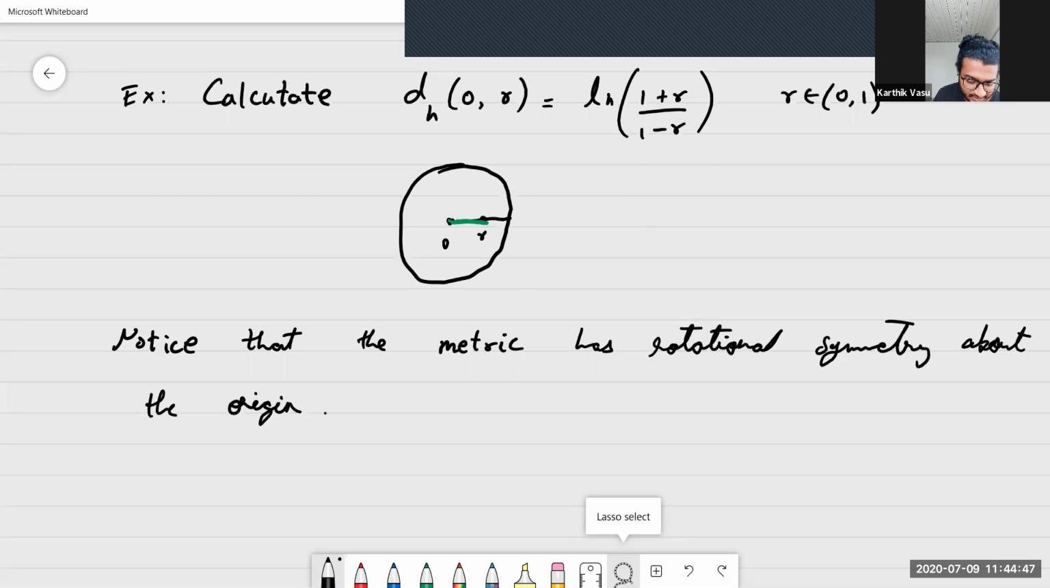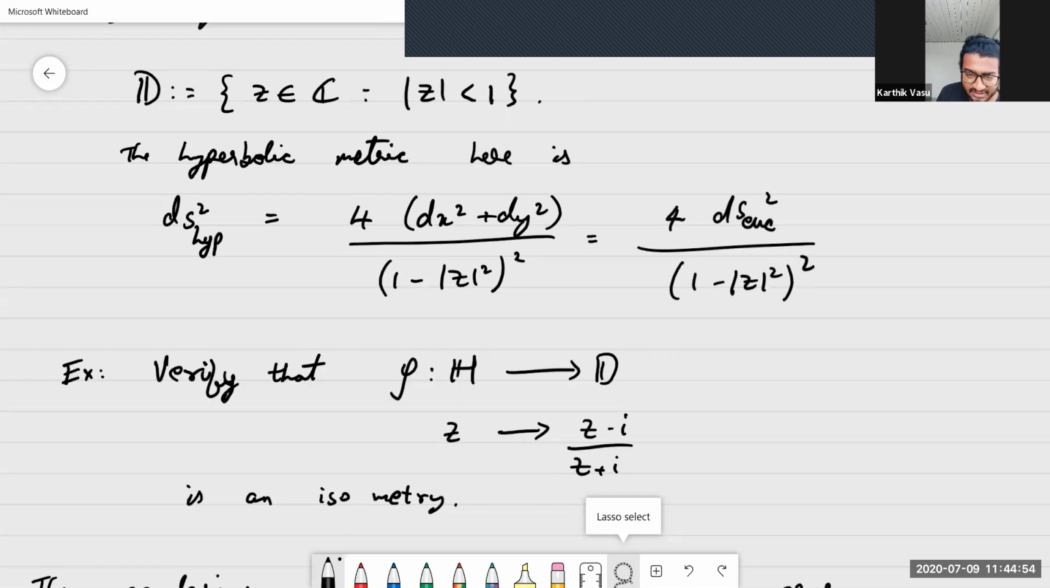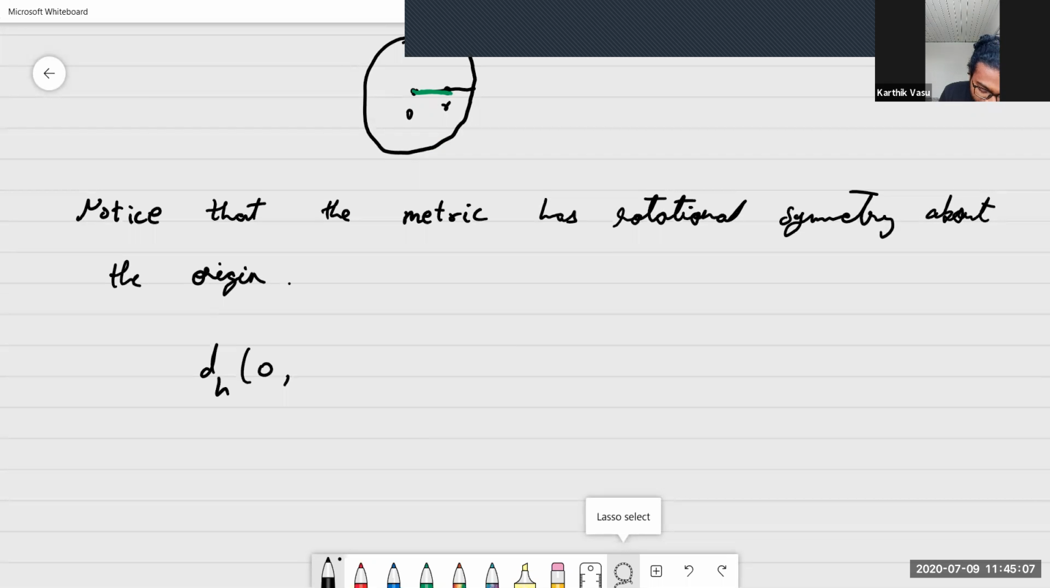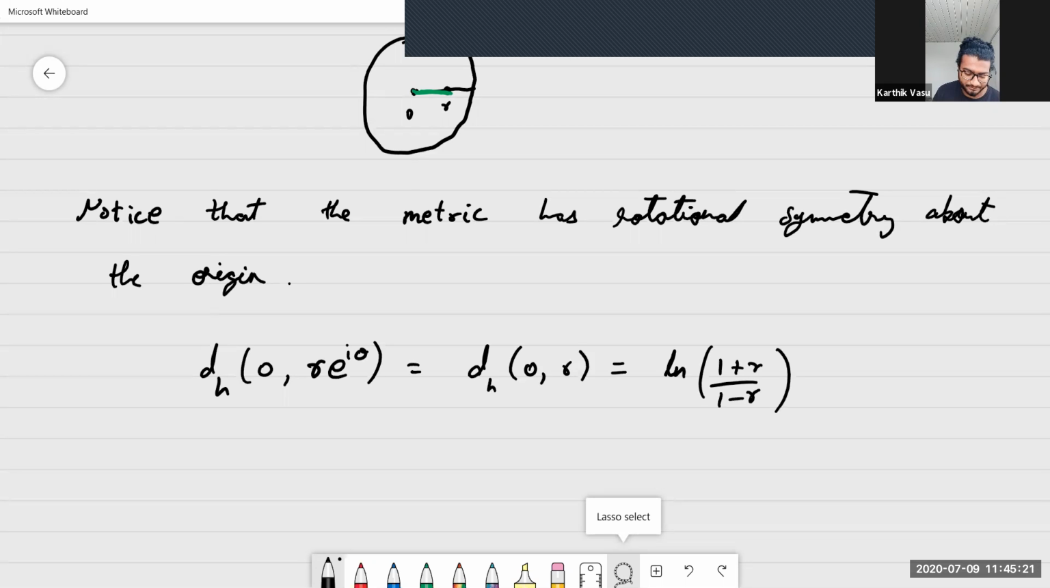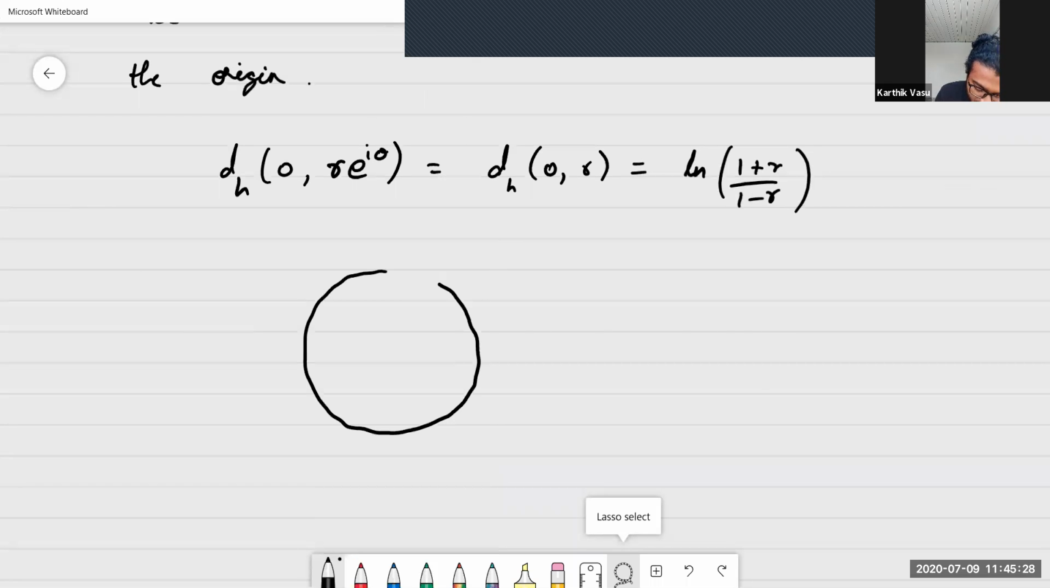So you can notice that this metric here has rotational symmetry. What that means is if I rotate z to e to the power i theta times z, your metric will be invariant, which means rotations are isometries here. So you take your r and you turn it around. This will also be the same as, yeah. So what happens in this model is if you take 0 here and draw some circle, all the points on the circle are equidistant from the center point.